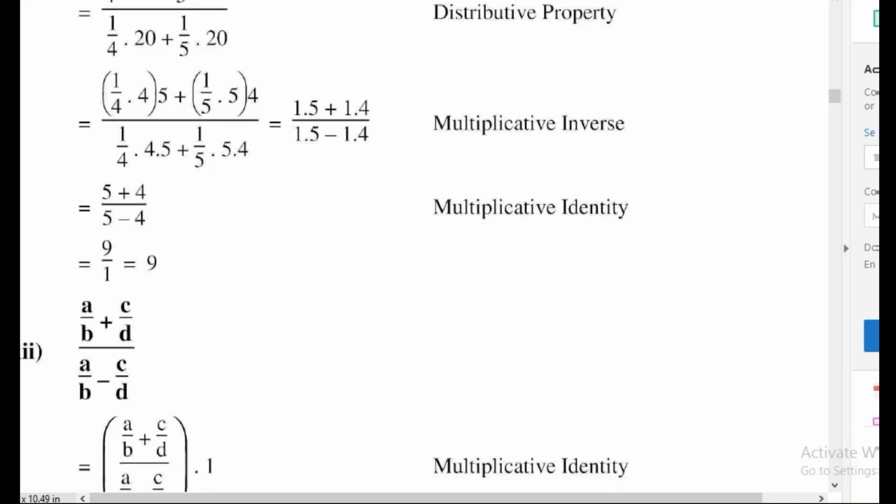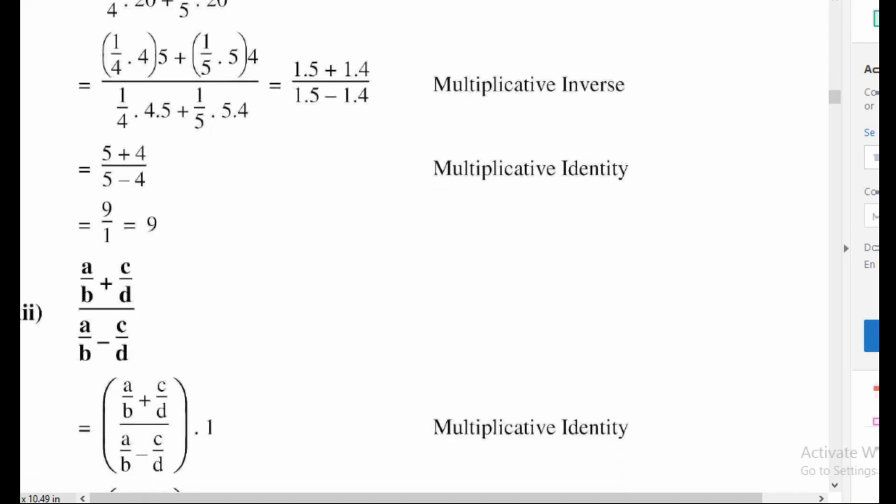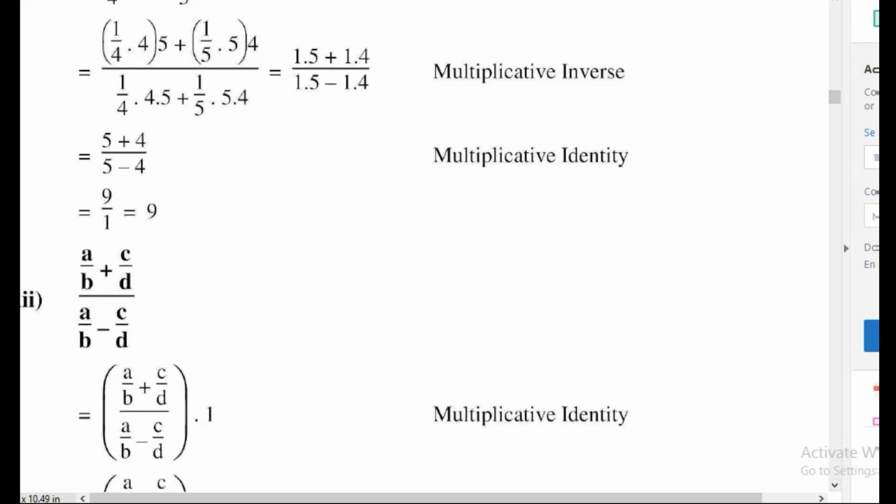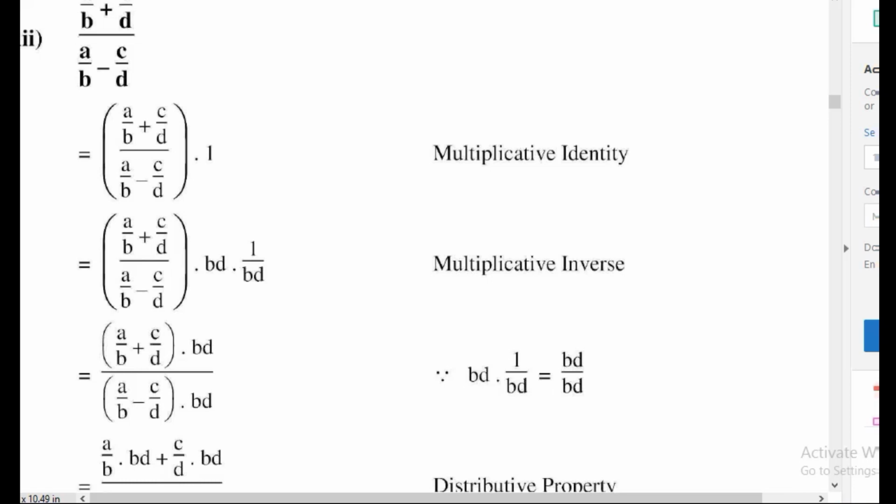Next, part number 3, that is (a/b + c/d) divided by (a/b - c/d). So 1 is the multiplicative identity. The LCM of b and d is bd. So bd dot 1/bd. bd is the multiplicative inverse of 1/bd. So next, multiplying the above fraction and the below fraction by the LCM, that is bd.